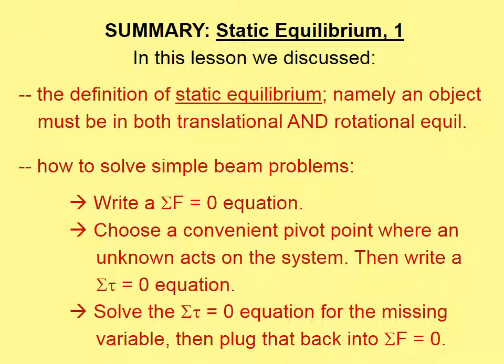So let's summarize. In this lesson we discussed the definition of static equilibrium, namely that an object must be in both translational and rotational equilibrium, and how to solve simple beam problems. And here's how you do that. You write a sum of the forces equals 0 equation. You choose a convenient pivot point where an unknown acts on the system, and then you write a sum of the torques equals 0 equation. You solve the torque equation for the missing variable, and then you plug that into the force equation.